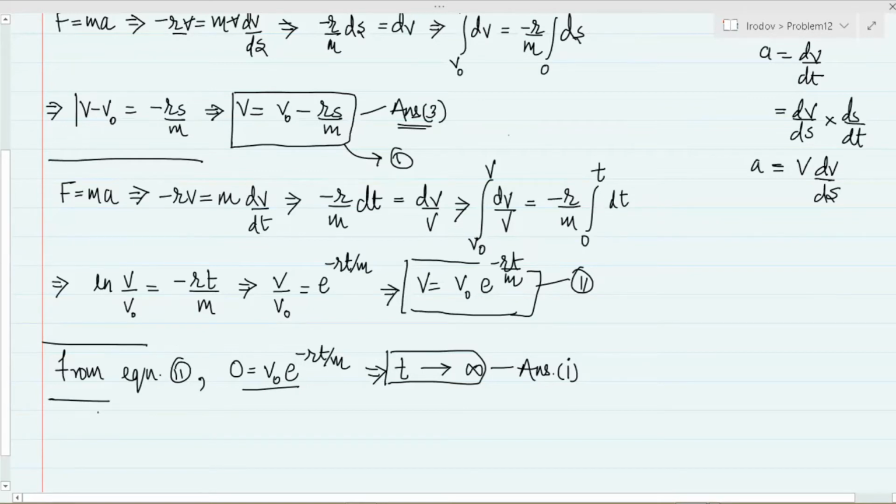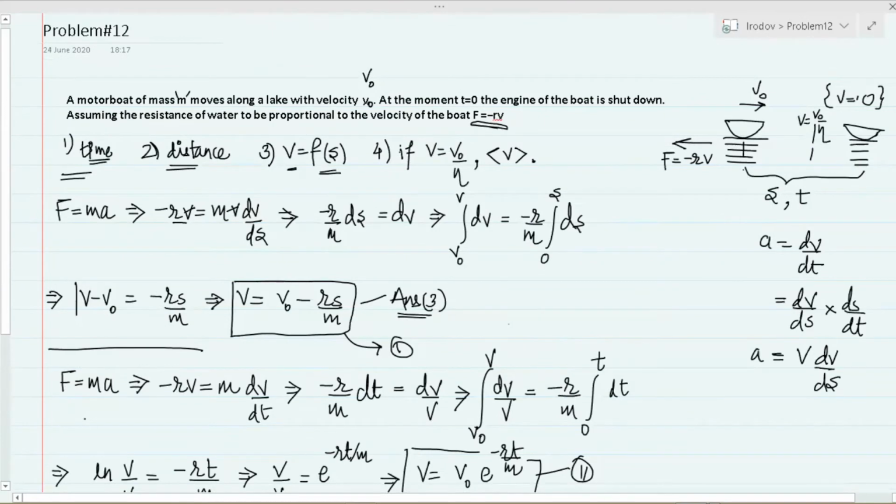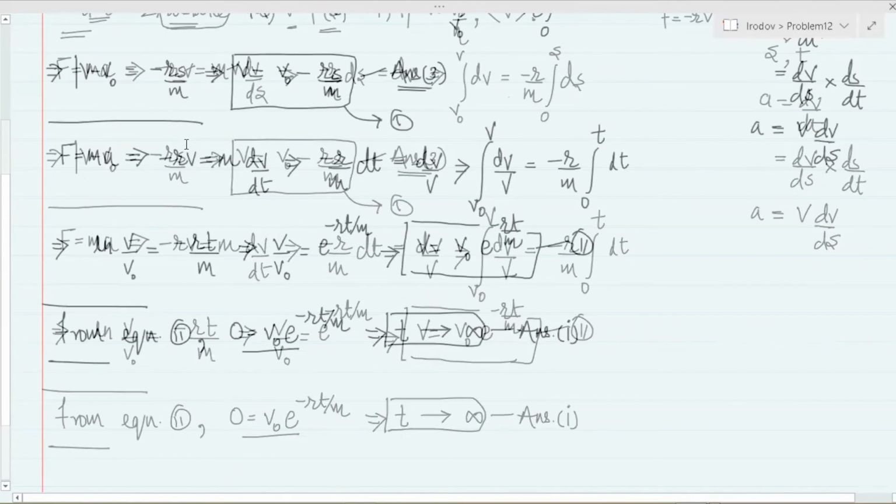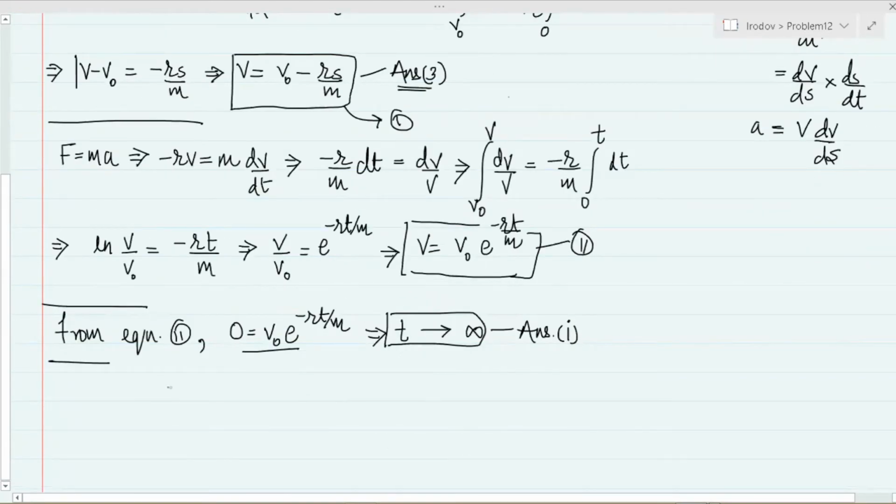Also, they've asked us about the distance it travels before it stops. So we'll use equation number 1.